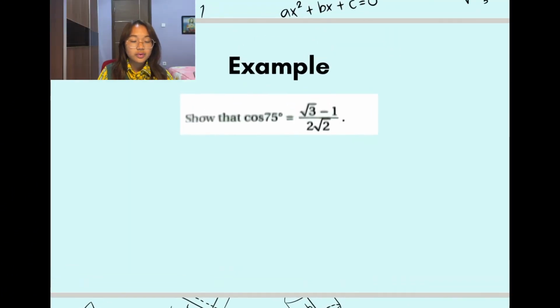To understand this concept a bit better, you can try this example question and write the answer down below.